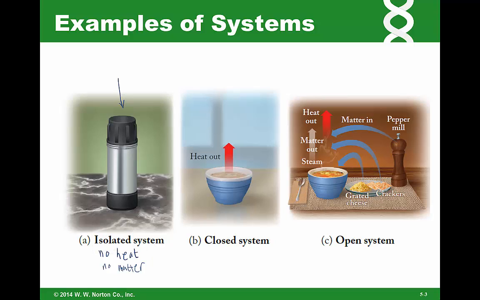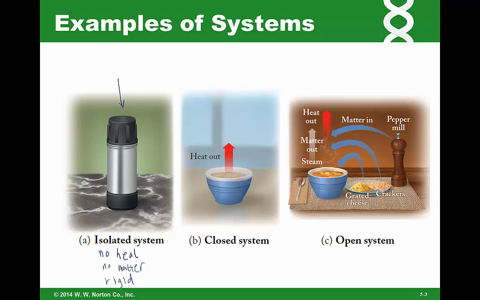The other thing about this isolated system is that the walls are rigid. So that means that the system can't expand or contract. So in this way, there is no way for the system to interact in any way whatsoever with the surroundings. So it is isolated from the surroundings, hence the name.